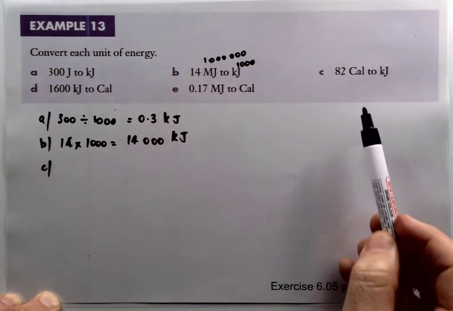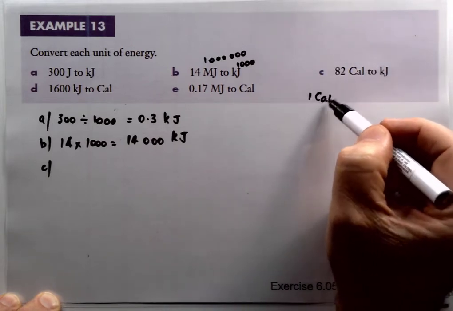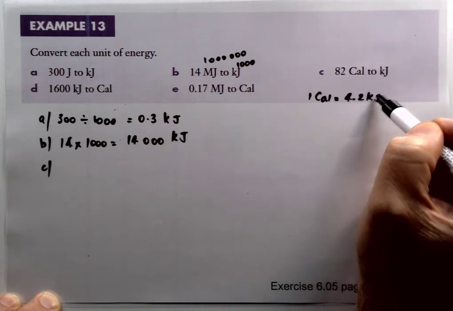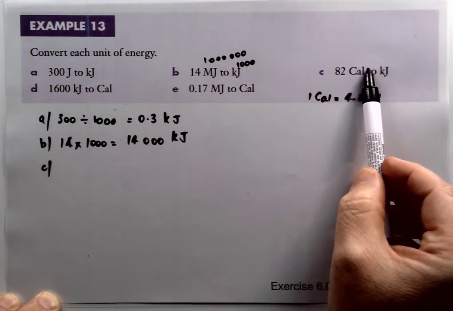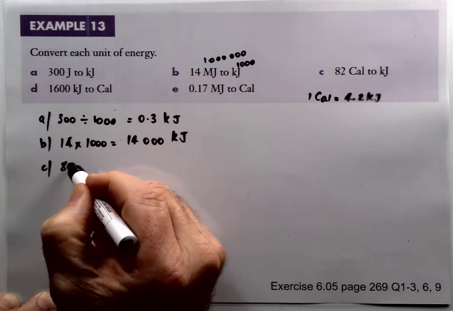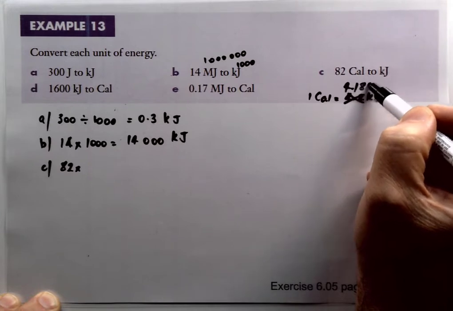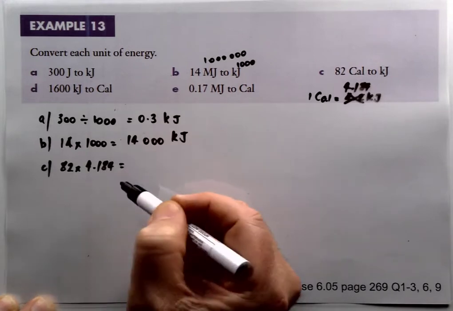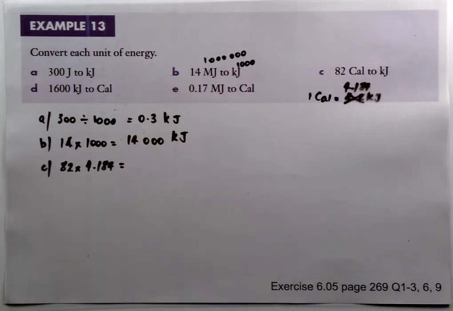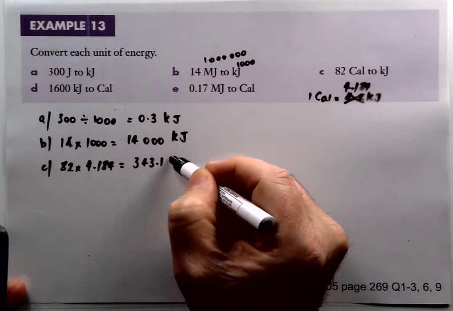Okay, now a more realistic conversion is converting between calories and kilojoules. And remember that 1 calorie is equal to 4.2 kilojoules. So in other words, a calorie is bigger than a kilojoule. So if we're going calories to kilojoules, the unit's getting smaller, so the number has to get bigger. So we're going to multiply. Sorry, I've used the 4.2, but let's use the number they gave on the previous page, the 4.184. Okay, so we go to our calculator, multiply that together. Okay, so we've got 343.1 kilojoules.